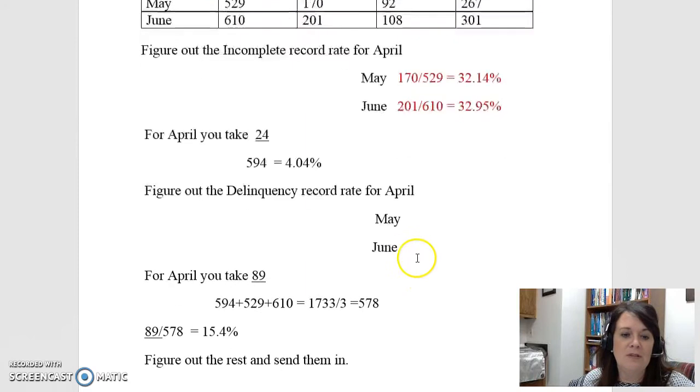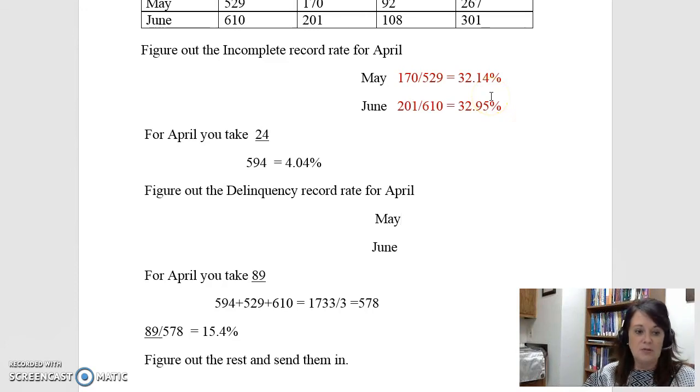Okay, so the same thing that we did down here, showed you how to do it for April. May and June, we do the same thing. The part that I think everybody kind of mixed up on was making that decimal a percentage, and you either multiply by 100, okay, and put the percent sign on, or you move that decimal point 2 places to the right. So I hope this helps before we take the test tomorrow.